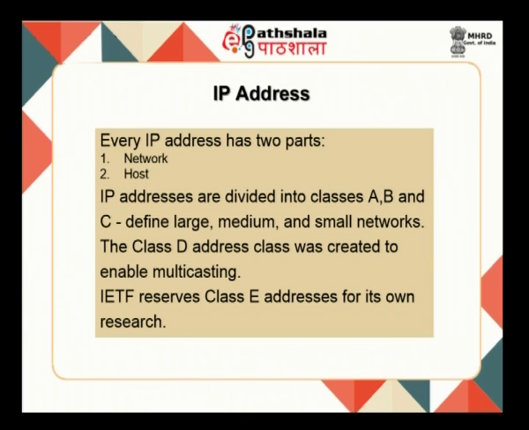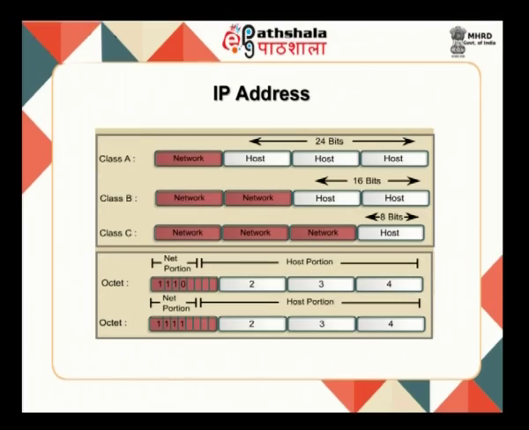Let us look at how the IP addresses are given in different classes. In class A, out of 32 bits, the first 8 bits are the network address and the remaining 24 bits are host addresses. In class B, the first 16 bits are network addresses and the remaining 16 bits are host addresses. In class C, the first 24 bits are network and the last 8 bits are the host address. This means that class A is for a large network, class B is for a medium network, and class C is used for a small network.